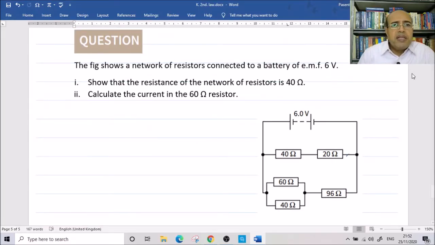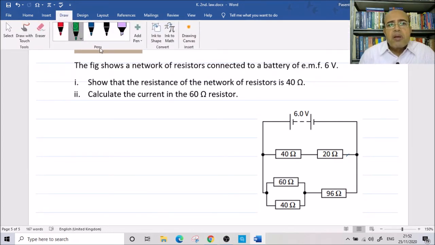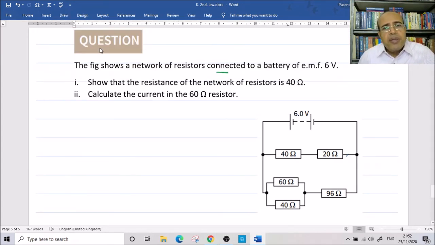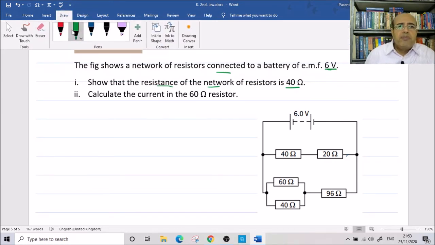The figure shows a network of resistors connected to a battery of EMF 6 volt. But I show that the resistance of the network, it means the effective resistance or the total resistance of the resistors, is 40 ohm. Now we need to solve part 1.